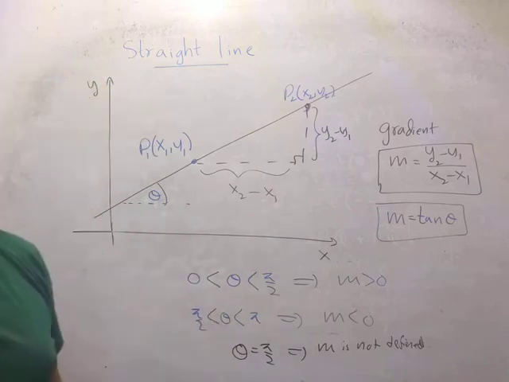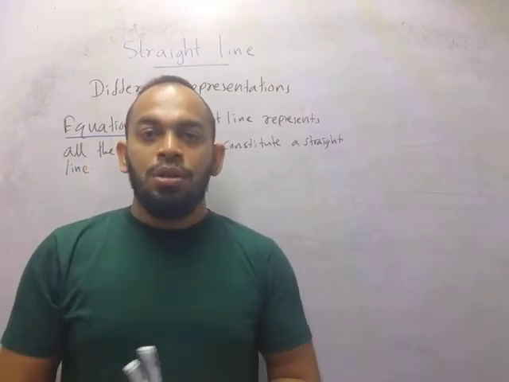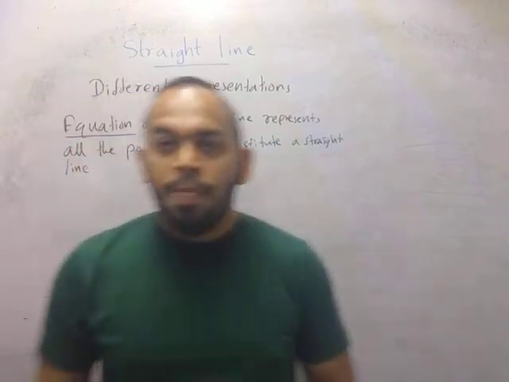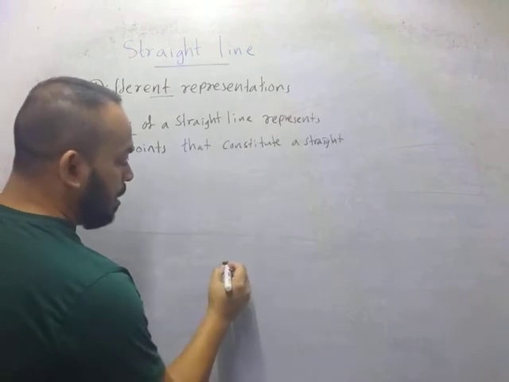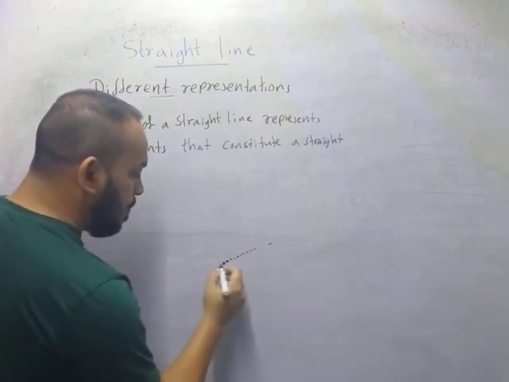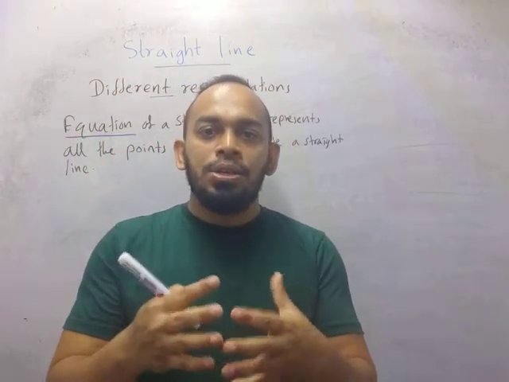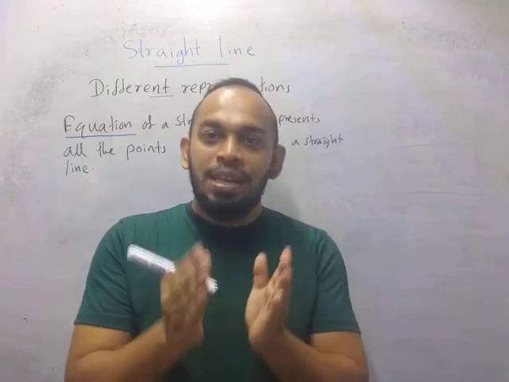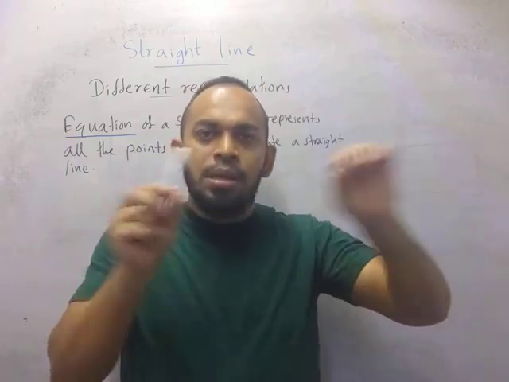Okay, so this is the gradient. So let's see what the equation of a straight line means. Now, what is a straight line? If you draw a straight line, it's actually a collection of points. A straight line is a collection of points, or we can call it a set of points. A set is actually a collection of objects. So a set of points means a collection of points. When you collect all these points, then you get a straight line.